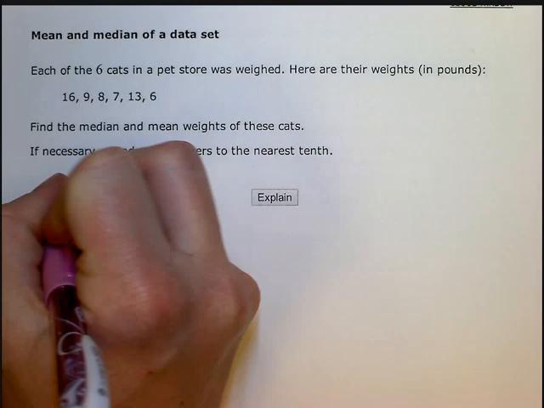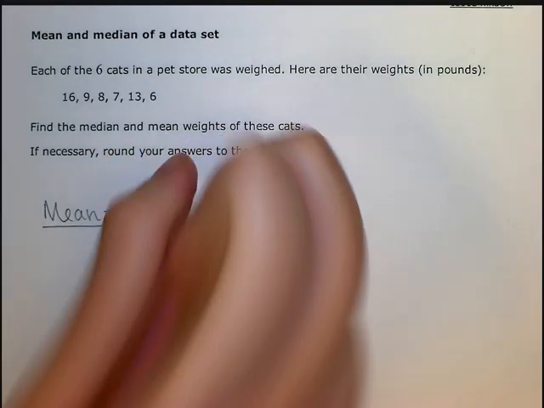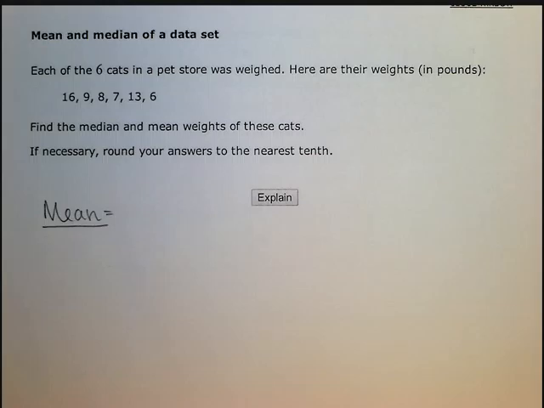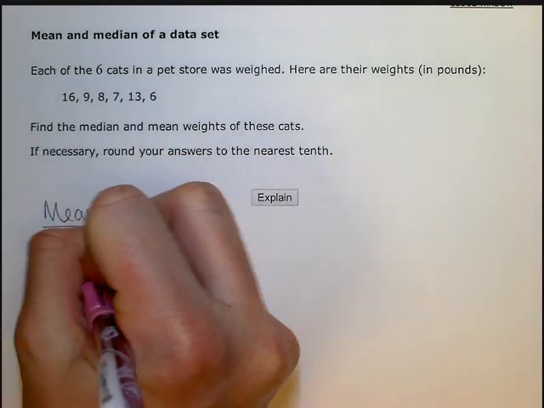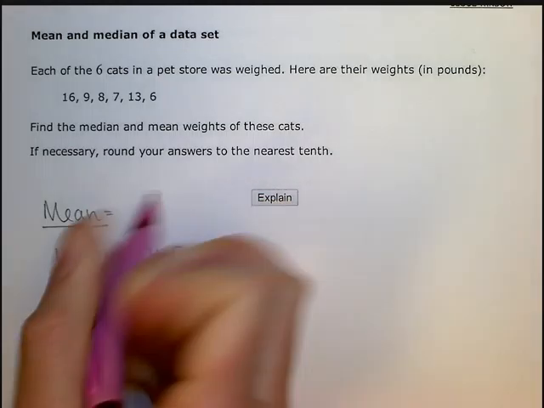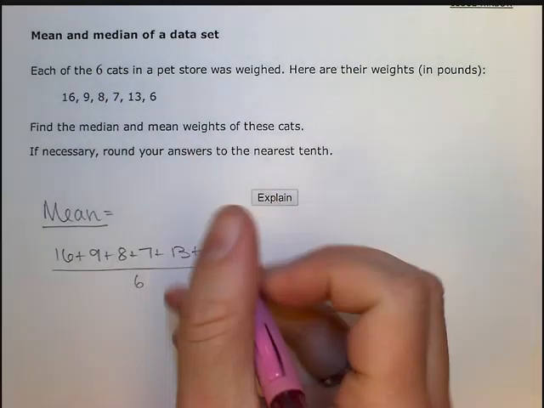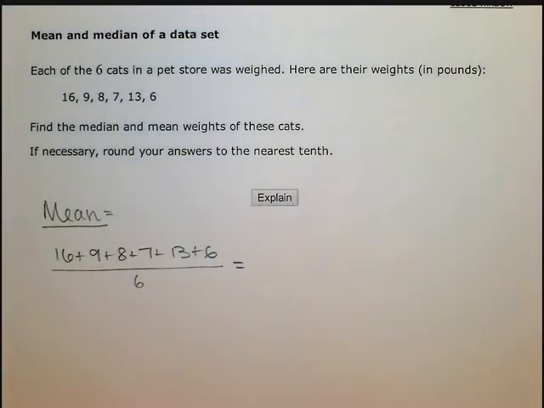Okay, we're going to go ahead and start with mean first. The mean is the average. So I need to average these numbers, which means I need to add them all up and then divide by the number of numbers that there are. So I'm going to add them all up, and I know there were 6 cats, so I'm going to divide by 6. Now I'm going to go ahead and grab my calculator.